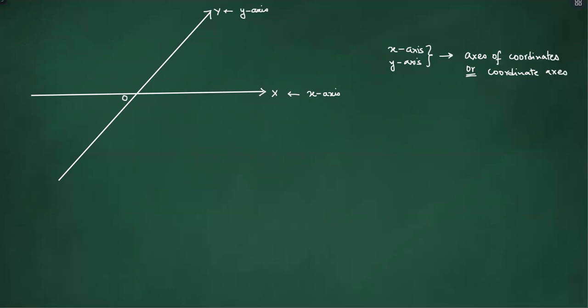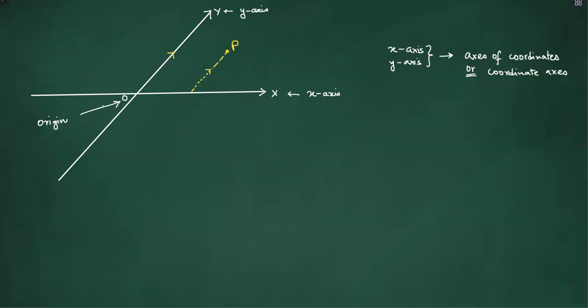Now this point O is called the origin. This point O over here is called the origin of the coordinates, or we can just refer to it as origin. Now let's assume there is a point P over here. What I'm going to do is draw a straight line which is parallel to the y-axis.